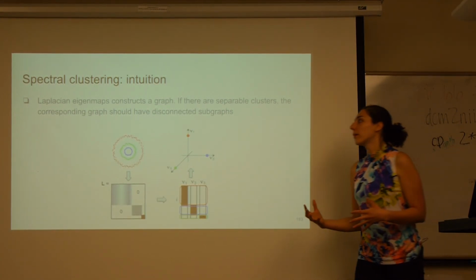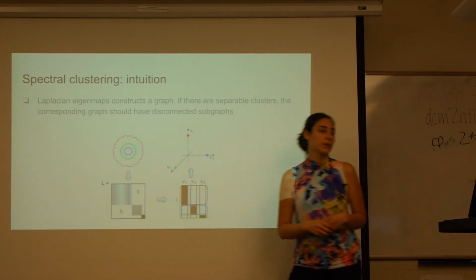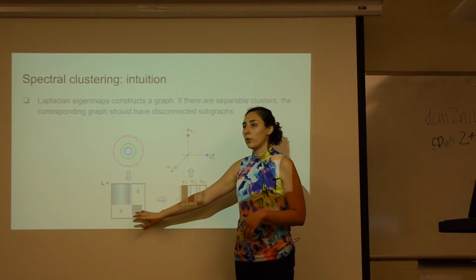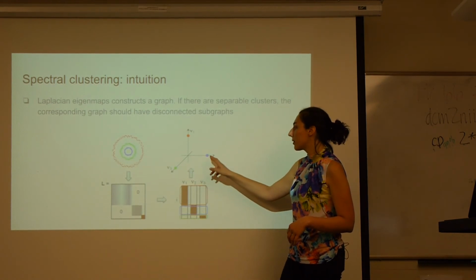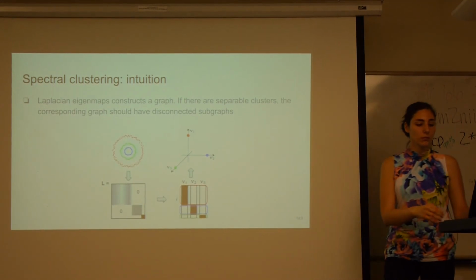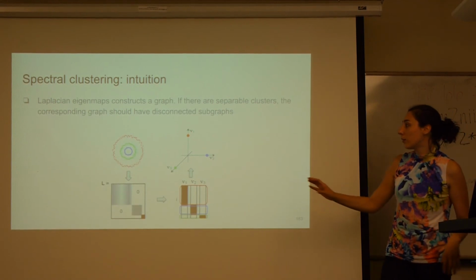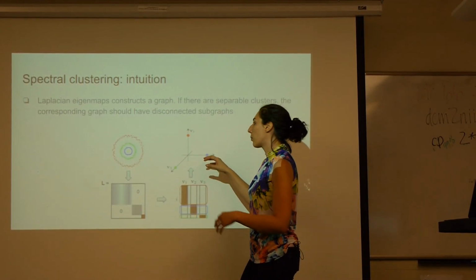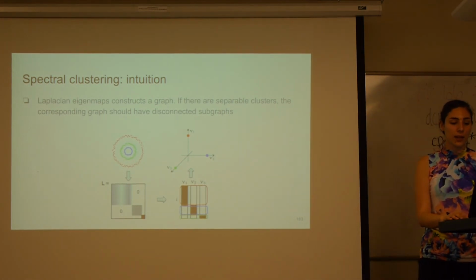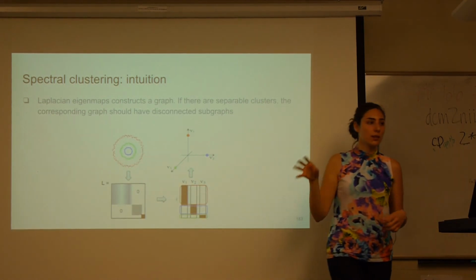So if they are separable clusters, we expect to have good graphs that have disconnected subgraphs. And then we can do the embedding with the eigenvectors, and we basically get these 3 points here. From that, we can go to the original space and label. So here we can use k-means to separate those 3, and then we can go back to the original space and label each of the original data with the final clusters.